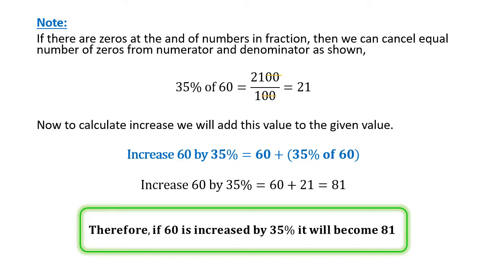Now to calculate the increase we will add this value to the given value, as shown in steps. Therefore, if 60 is increased by 35% it will become 81.